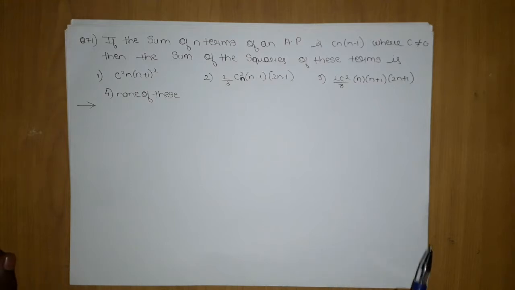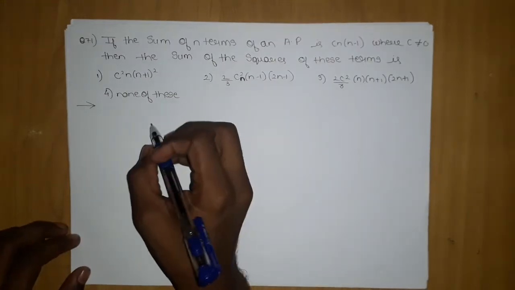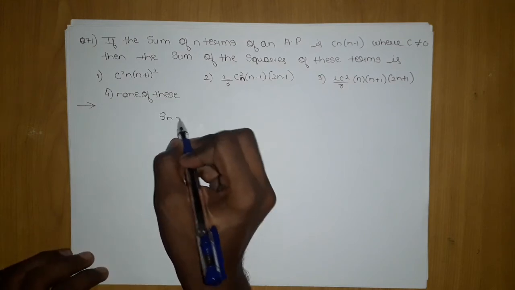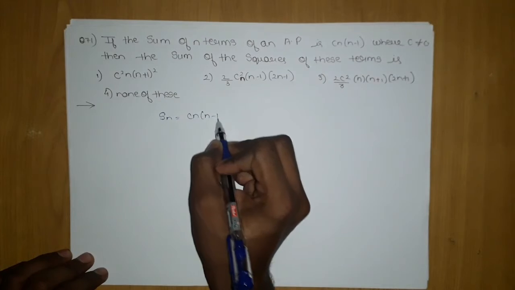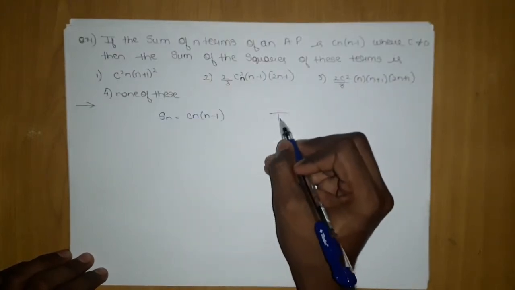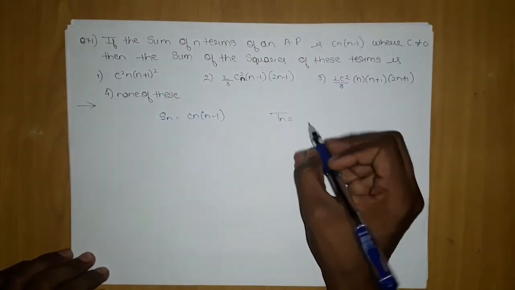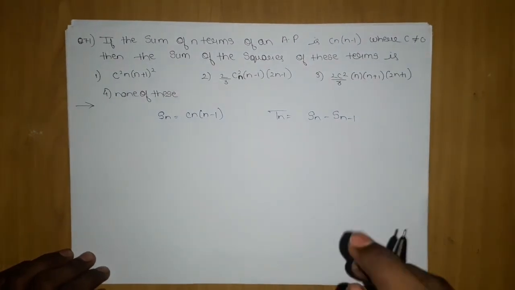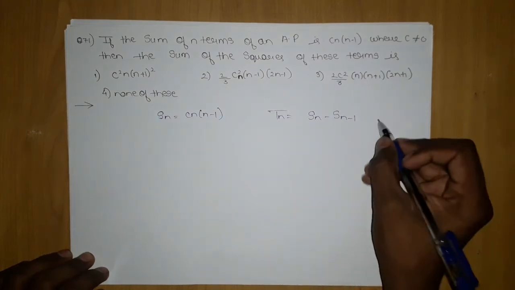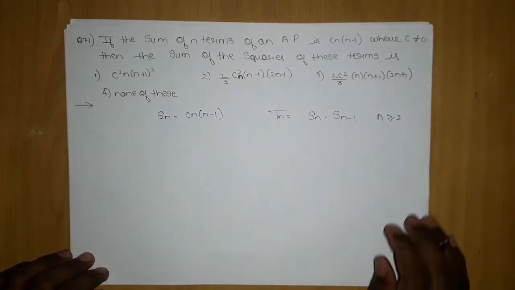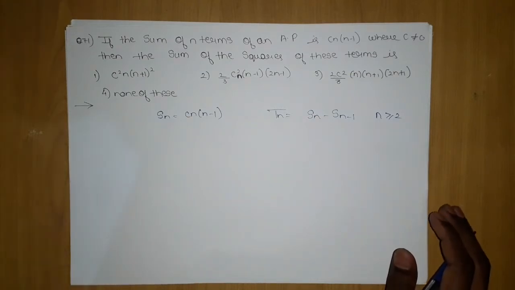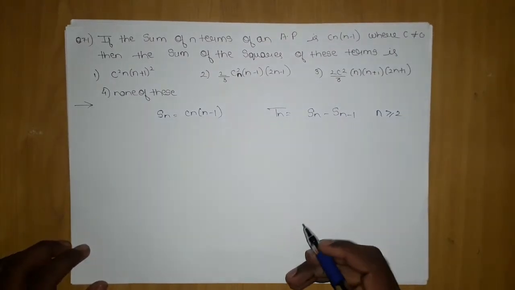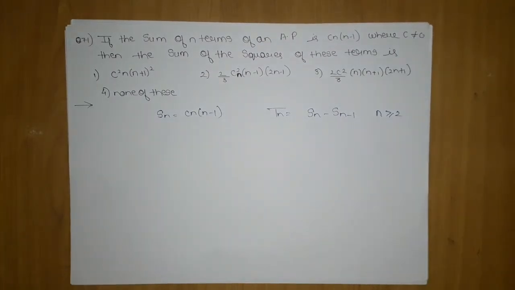So we want to find the sum of the terms. Sn is given, which is Cn into n minus 1. Now there is a basic formula which you have studied in class 10th, Tn equals Sn minus S(n minus 1), but they have surely not taught you that it is applicable for n greater than or equal to 2. There is one problem, 1 upon n minus 1, like that, where this formula fails, and the answer lies in a particular interval.